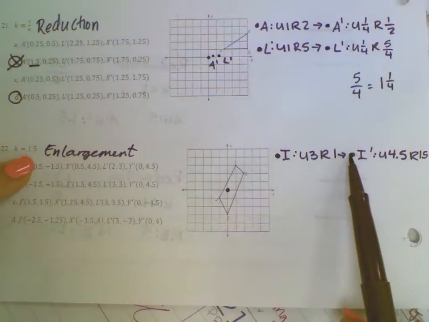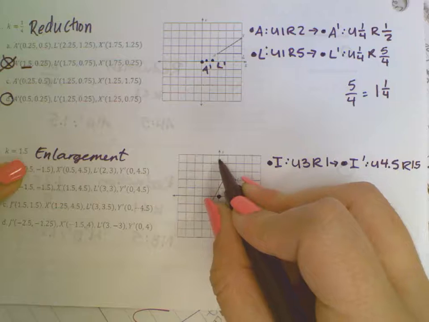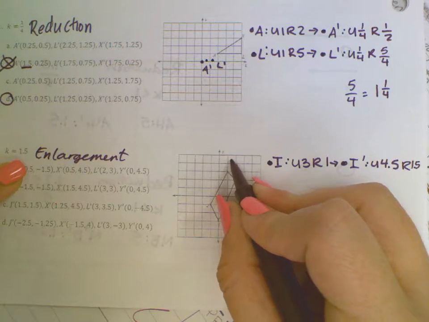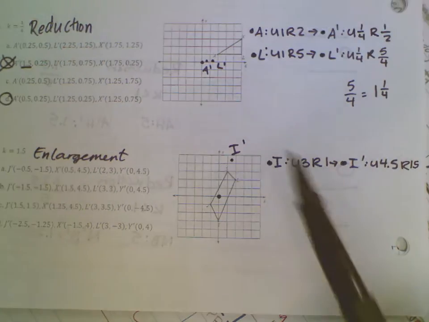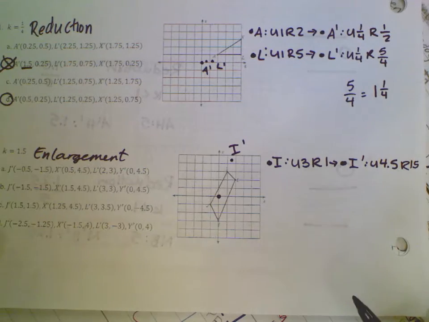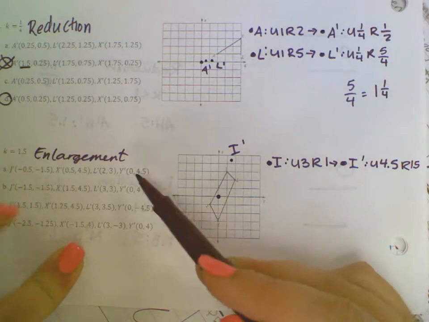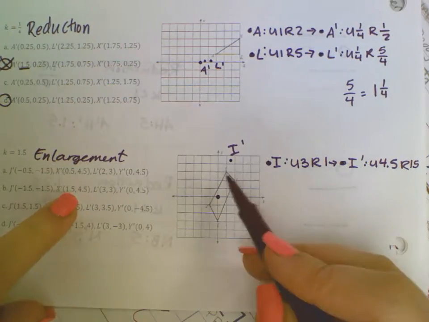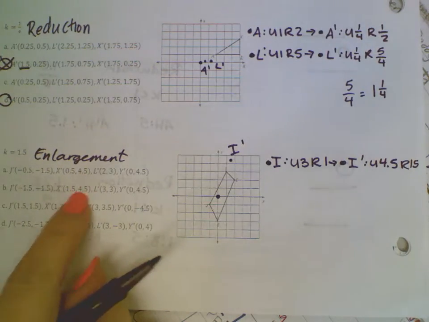So to get to I prime, I'll start at my center of dilation. I'll go up 4.5, 1, 2, 3, 4.5, and I'll go right 1.5. And here is I prime, which is at 1.5, 4.5. Oh, I'm sorry, that was an X, not an I. But this is the only one that matches 1.5, 4.5.